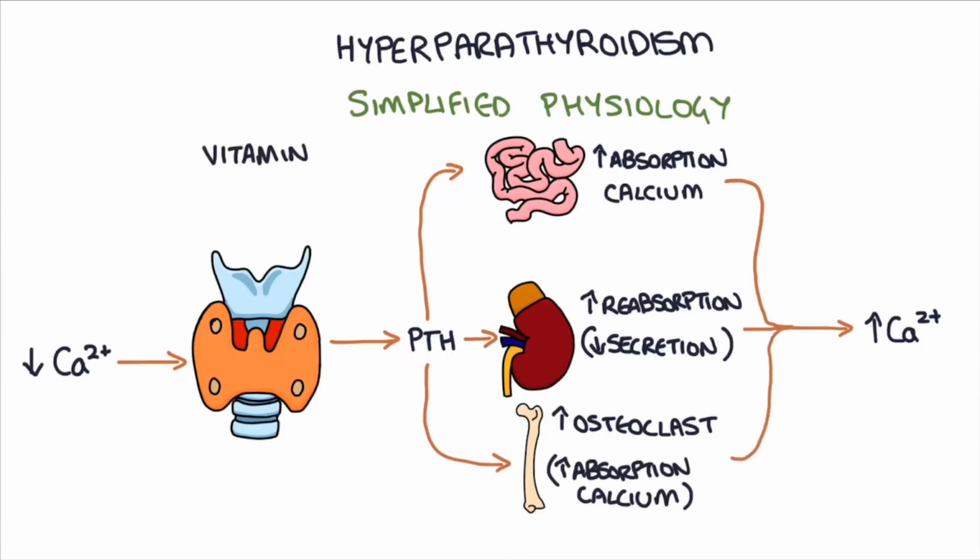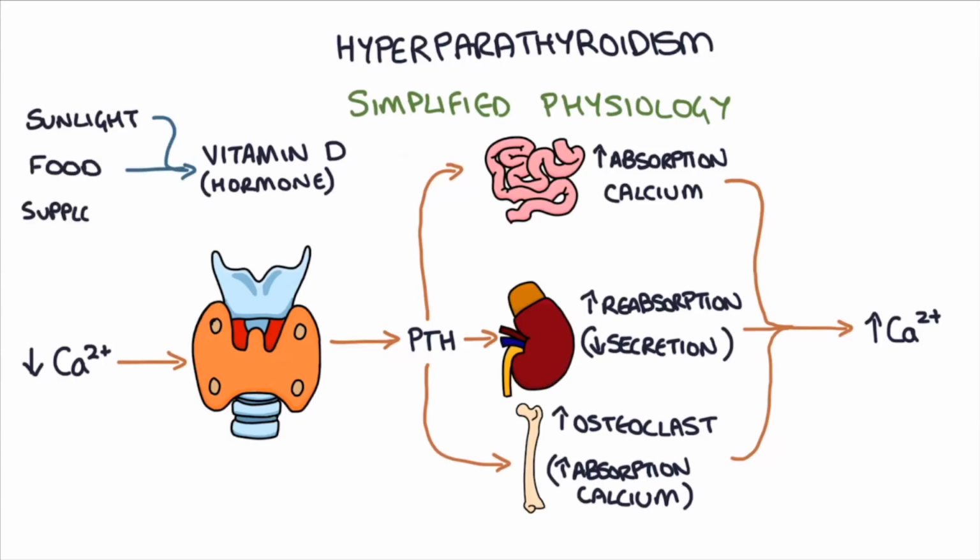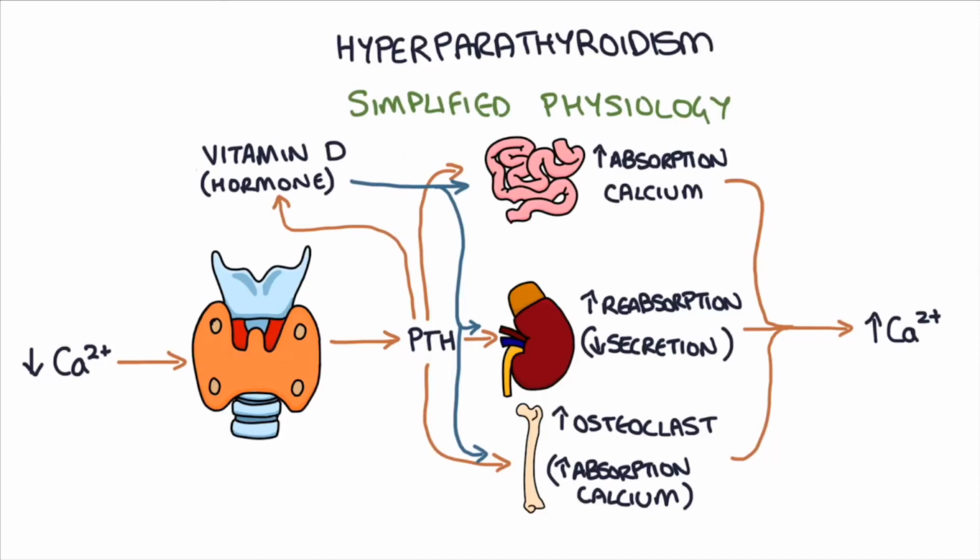The other player in the game is vitamin D, and vitamin D is a hormone that the body creates in response to sunlight, but it can also be obtained through food or supplementation. To simplify what vitamin D does, it acts on all of the processes that we talked about to increase absorption of calcium from the intestines, kidneys and bones. Parathyroid hormone also acts on vitamin D to convert it into some of its active forms. So vitamin D acts basically alongside parathyroid hormone to raise the blood calcium level. A deficiency in vitamin D as a result could lead to a low calcium level.